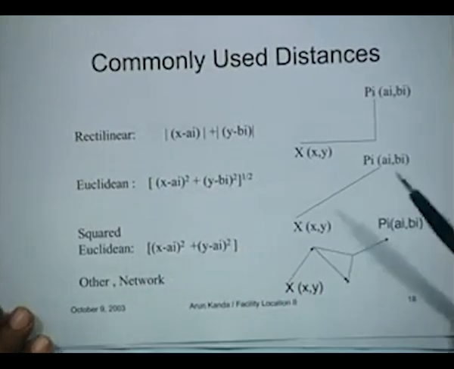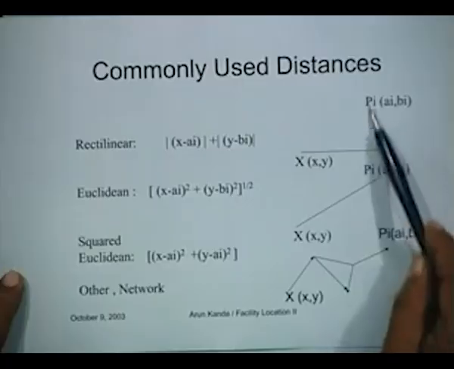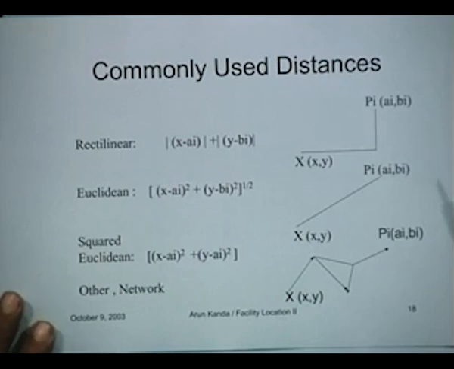Now you must understand that there are a large number of situations in real life where the rectilinear distance would be the appropriate one to consider. For instance, all movements within a factory are generally rectilinear, because on the shop floor you can typically move along a set of perpendicular aisles. So if a worker has to go from one place to the other, he has to take the perpendicular route this way and then this way, so that is the rectilinear distance.